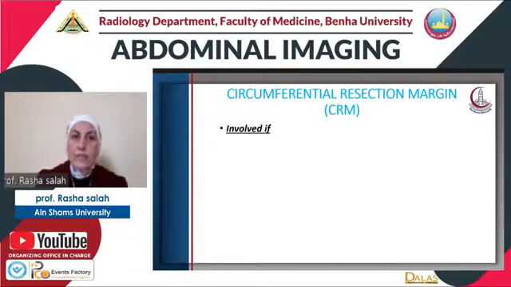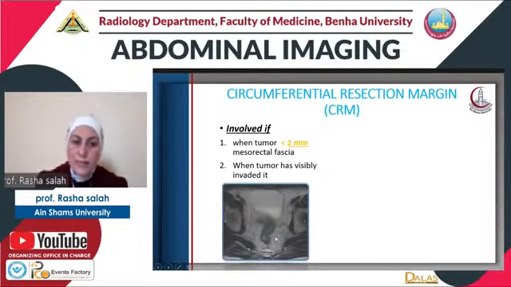We identify it as involved or non-involved, or negative margin or positive margin. Involved margin is when the tumor is less than 1 millimeter from the mesorectal fascia, or also when the tumor is seen visibly infiltrating the mesorectal fascia. As we can see here, the tumor is completely infiltrating the mesorectal fascia, and this is a positive circumferential resection margin.